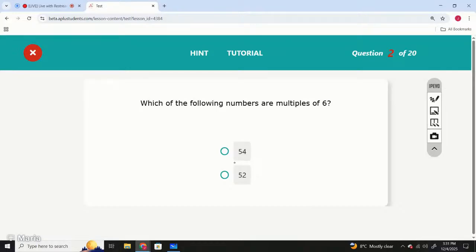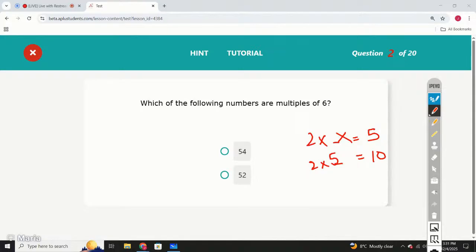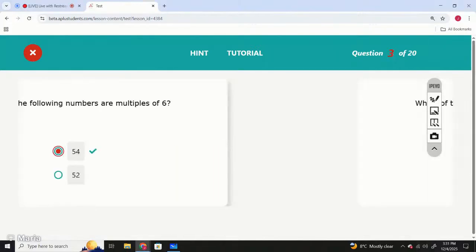Which of the following numbers are multiples of 6? So we need to count the table of 6. If you are good with multiplication tables, you can find the answer easily, right? So that is 9 times 6 is 54. We do not have 52 in the table of 6. So option number 1 is the correct option.